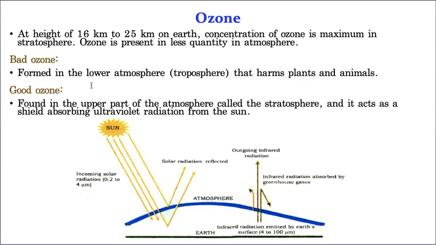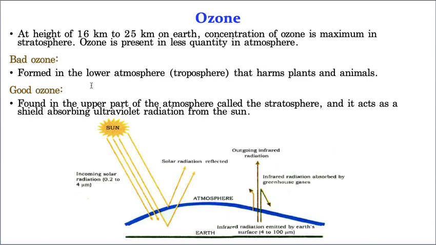Again, a very simple summary I'm giving you. Ozone, the actual position of it is the stratosphere. If it is actually produced in the stratosphere, it is able to save plants and animals from the most powerful and hazardous radiations from the sun by filtering them. Then that is called good ozone.